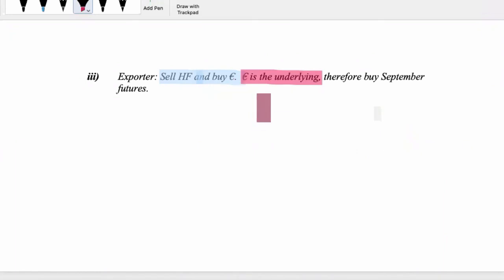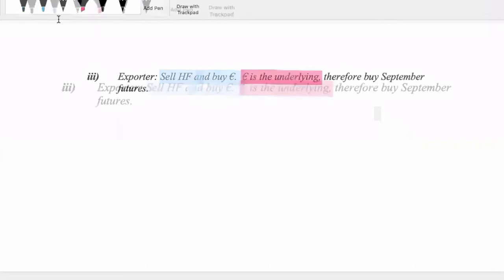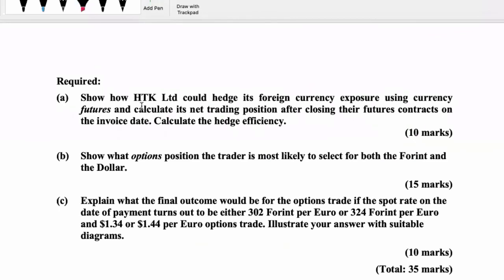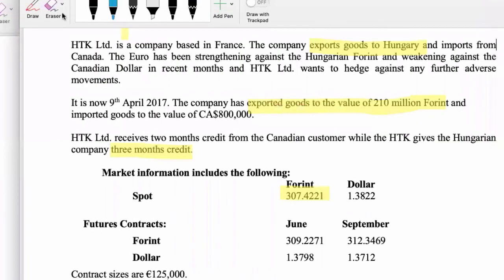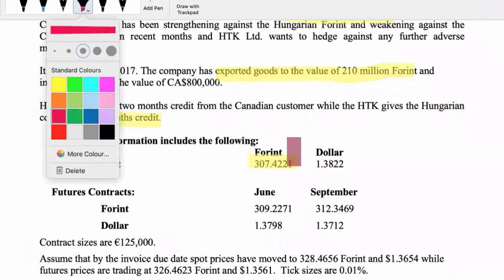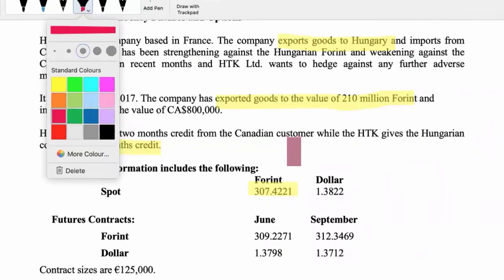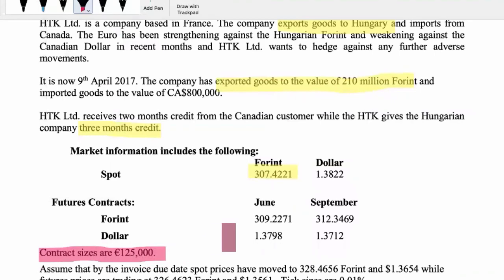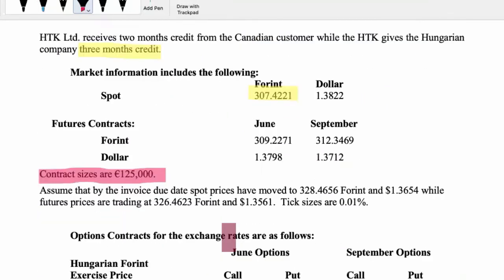So because you were, and I'll just jump back up to the question, I might have it here actually in the solution anyway. So if we look at the actual question again, so you understand where it's coming from, and I'm going to highlight it in red. If you see the futures contracts here, foreign and dollar, this is the underlying. Contract sizes are 125,000 euro. Okay, and because you are an exporter, you are receiving Hungarian foreign, you sell the foreign, you buy the euro, your contract sizes are in euro, therefore you are going to be buying futures.